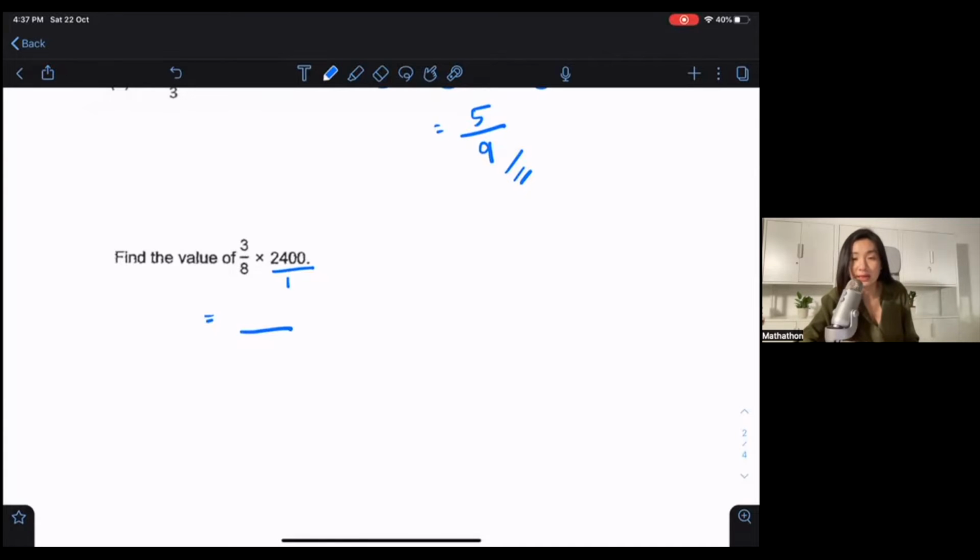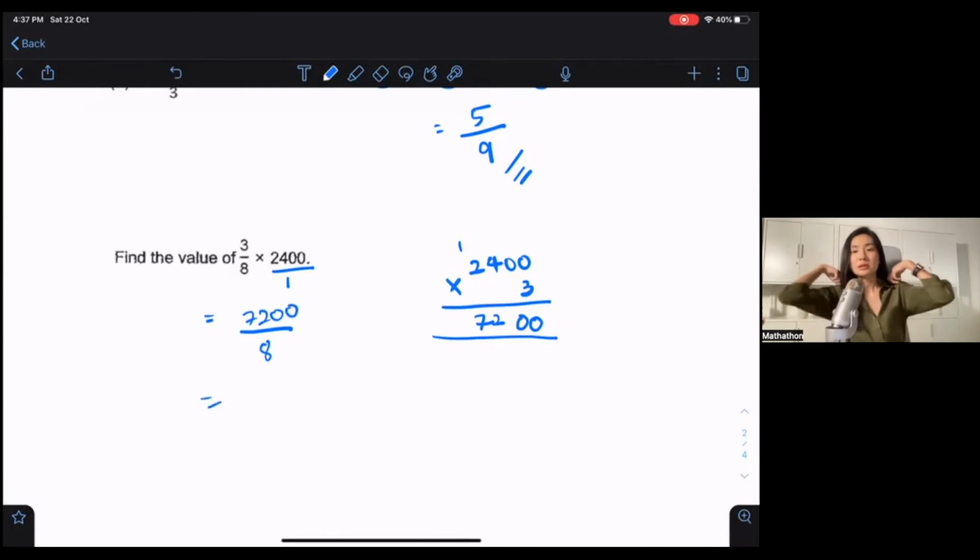It's a lot easier. 8 times 1 is just 8. And what is 3 multiplied by 2,400? Either you can just use 24 multiplied by 3 or you can write down everything. We all know that 0 times 3 is just 0. 0 times 3, 0. 4 times 3, 12. 2 times 3, I'll get 6 plus 1, 7,200. And now I got this. Is this the end of the answer? No, I got to simplify again.